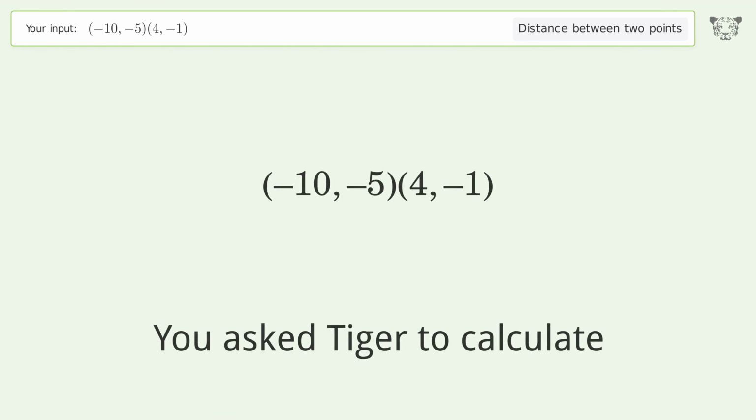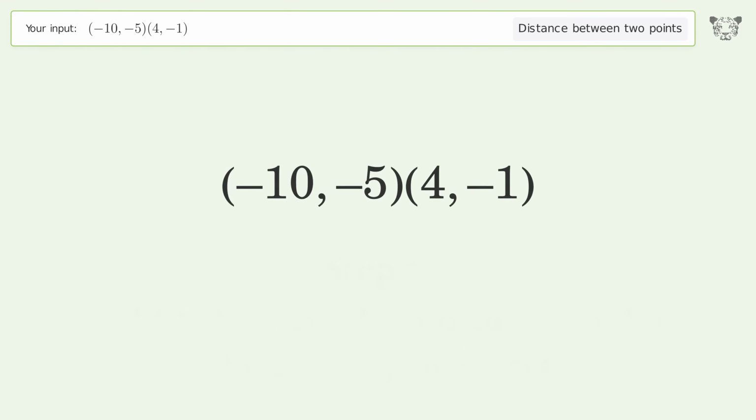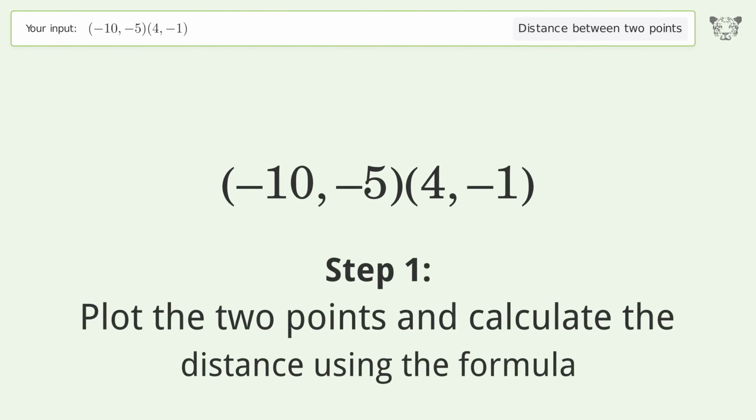You ask Tiger to calculate. This deals with the distance between 2 points. The distance between the 2 points is the square root of 212, or 14.56. Let's solve it step by step. Plot the 2 points and calculate the distance using the formula.